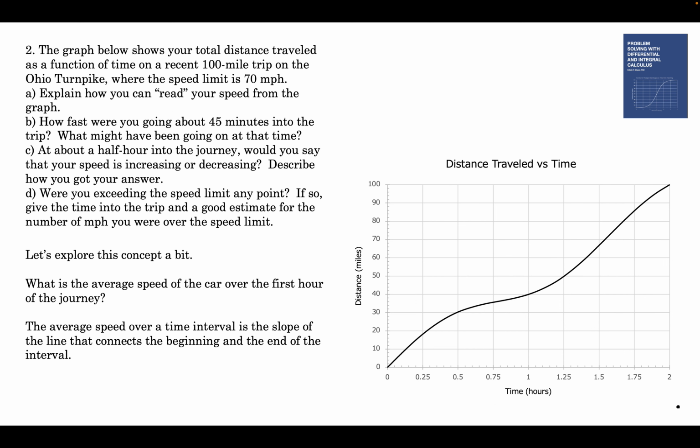The average speed over the first hour is the slope of the line that connects the beginning and the end of the interval. So let's put a dot at 0 right here, and let's put a dot at 1 hour. Let's connect those points. The rise is the distance traveled, right? The run is the time taken. So the slope of this line that connects the 2 points is the average speed over the interval. So it's 40 miles in 1 hour. The rise is 40 miles. The time is 1 hour.